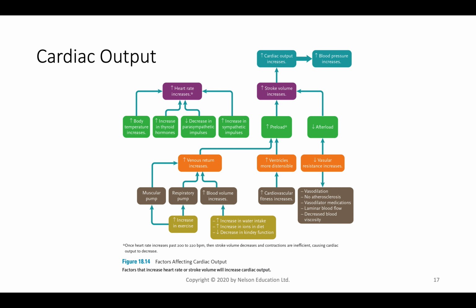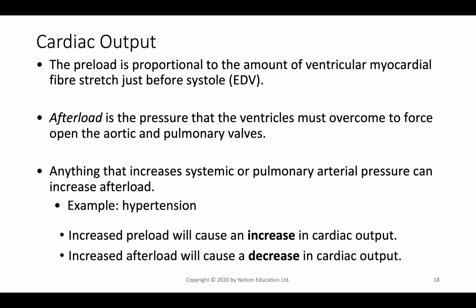And a fair game question would be to say, if we increased exercise, how does that affect XYZ? So you'd have to demonstrate that an increase in exercise would increase the respiratory pump, which would increase the venous return, which would increase the preload, and probably increase the stroke volume, leading to an increase in cardiac output, right? Increased exercise would probably also increase the sympathetic impulses, which would increase your heart rate, which would also lead to the increased cardiac output.